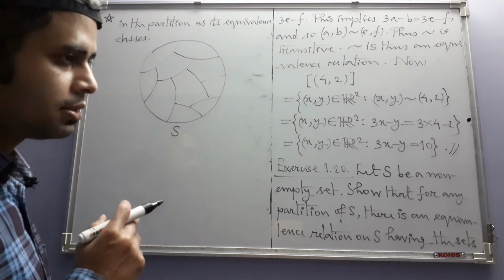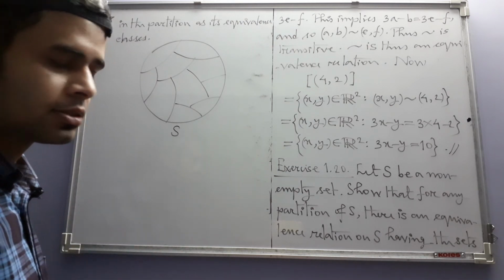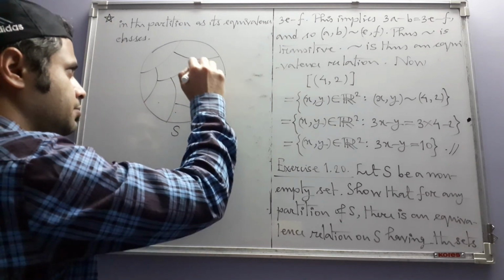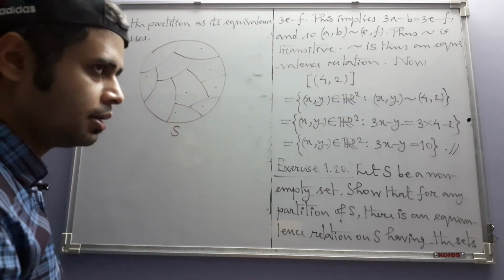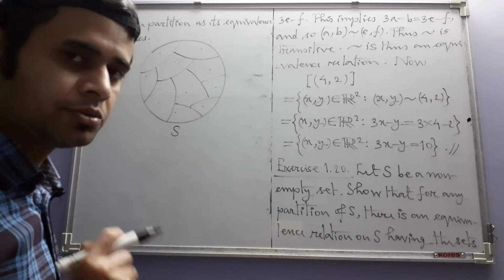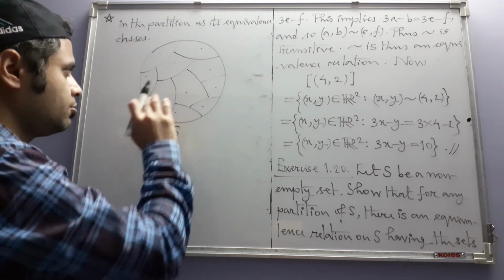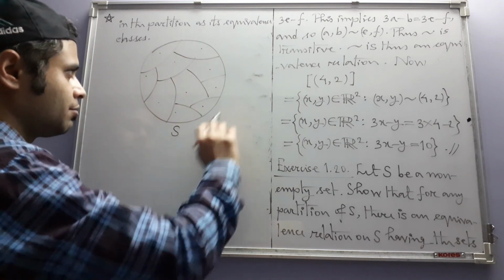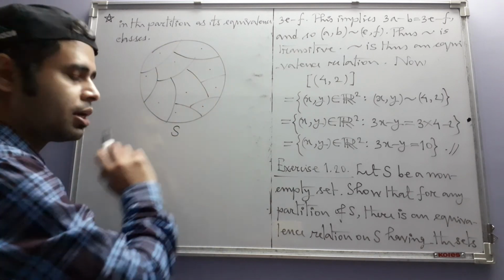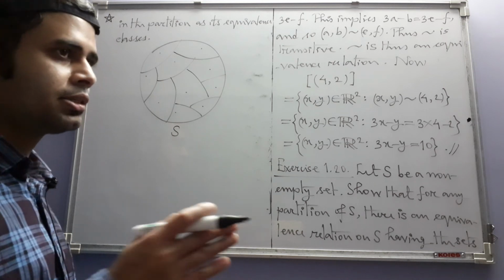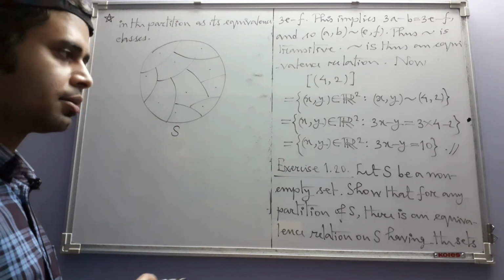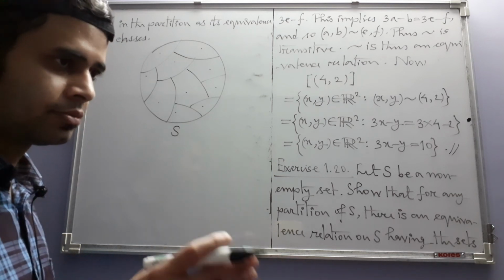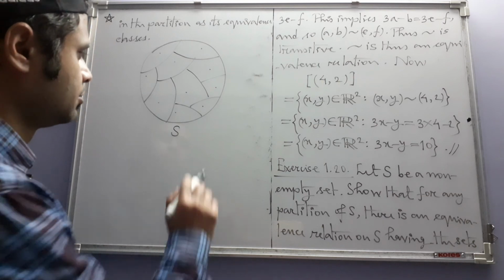A partition is a collection of some such subsets of S with these properties. Each subset is non-empty, that means each one has something in it. The subsets are mutually disjoint. If you take any two distinct subsets, there is no common element, and the union of all the subsets is equal to S. It's like partitioning a big hall into cubicles, if you want to think of it like that.